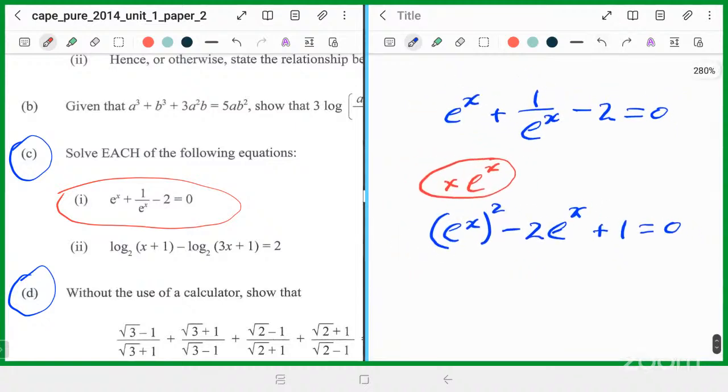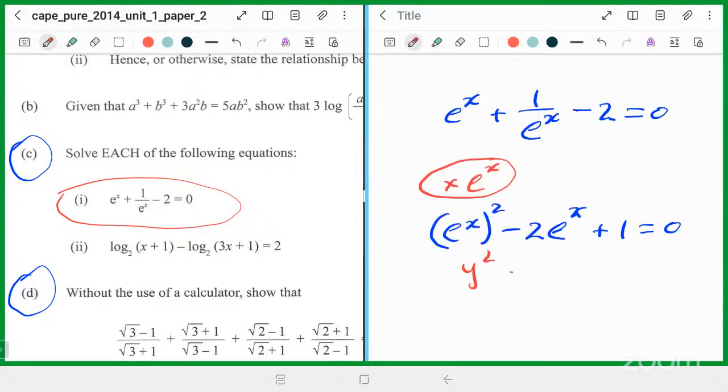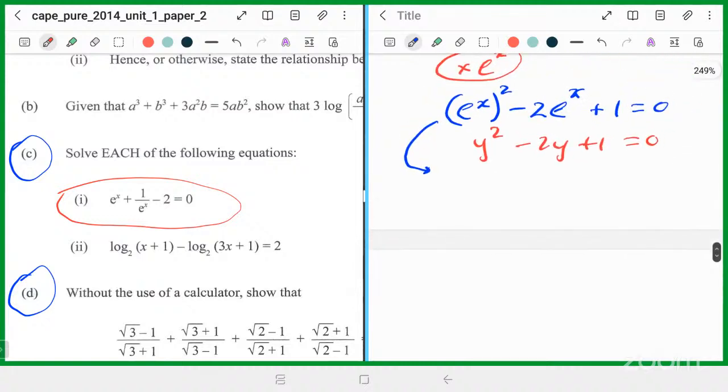That's what we have. It is just like y squared minus 2y plus 1 equals 0 if you make y equal e to the x. Some people make that change now and write it as y, find the y, and then replace the y again with the e to the x. But I don't need to do that. You can just work straight from this, recognize a quadratic and factorize it. And so it will become bracket.